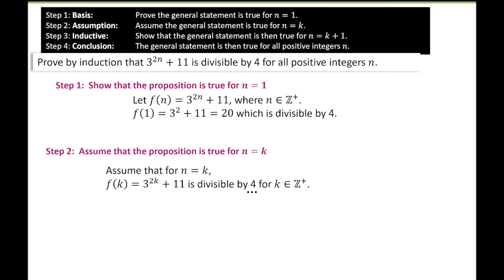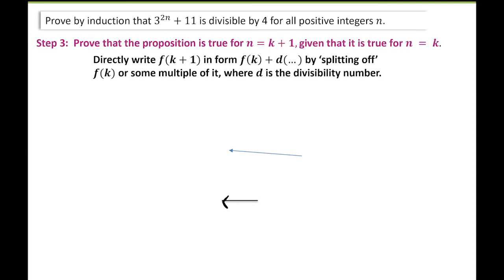In step 3, we must prove that the proposition is true when n is equal to k plus 1, given that it is true when n is equal to k. To do this, you must directly write your general statement f of k plus 1 in the form of f of k plus d times your general statement, by splitting off f of k, or some multiple of it, where d is the divisibility number.